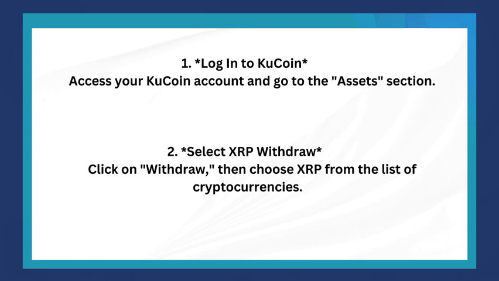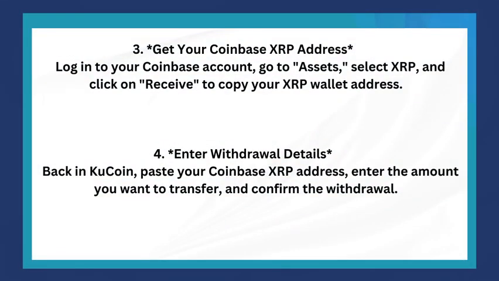The third step is to get your Coinbase XRP address. Log in to your Coinbase account, go to Assets, select XRP and click on Receive to copy your XRP wallet address.